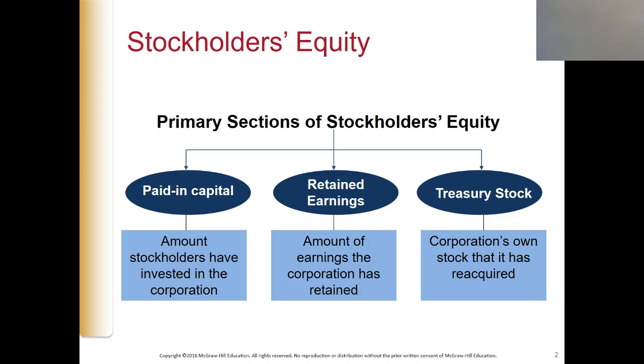So when a corporation sells common stock, that amount goes in paid-in capital. When the corporation purchases that same stock back, its own stock back, then we classify that as treasury stock. And as we're going to see later, treasury stock is a reduction in the stockholders' equity amount.